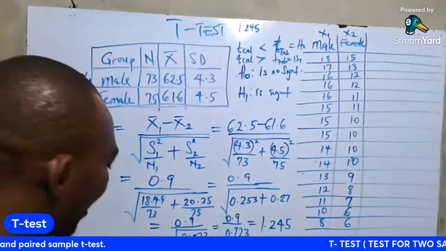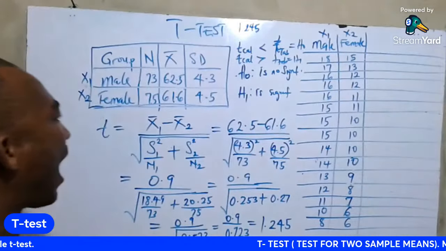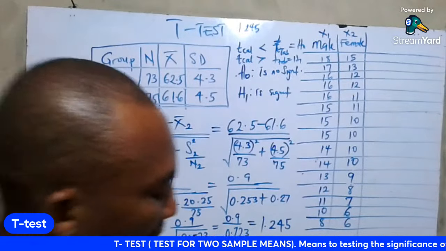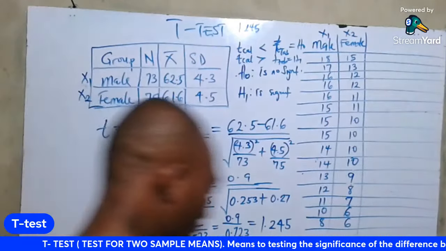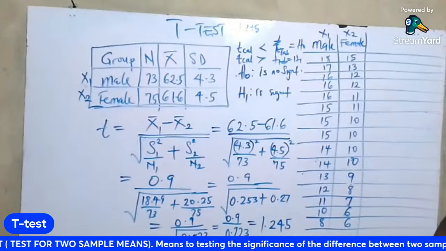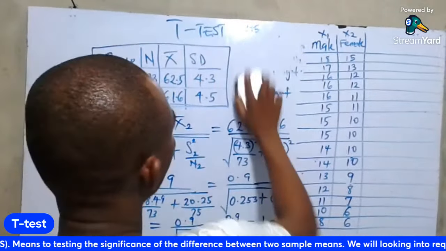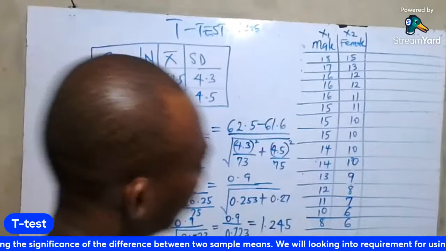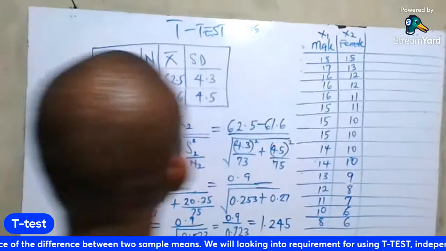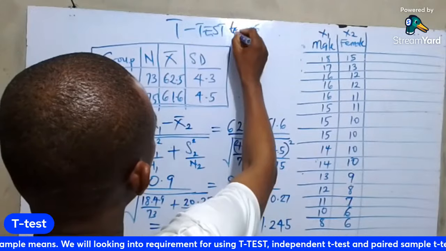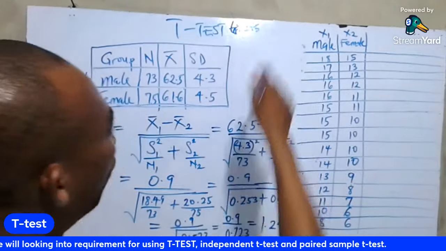Now, at this point, I will need to go and check. At this point, let me clean this, because there is need for me to go and check my critical value. That is, I have to go and check my tables on the critical value. So this is my T. This is my T calculated. My T calculated is 1.245.